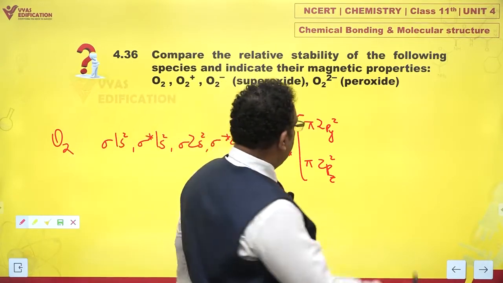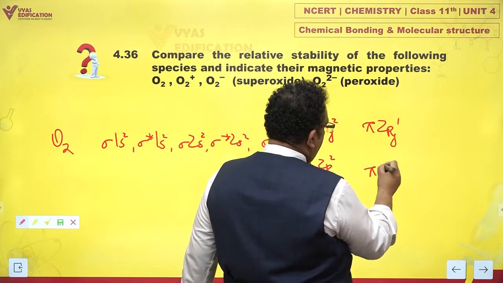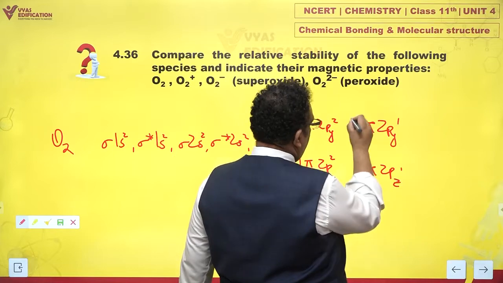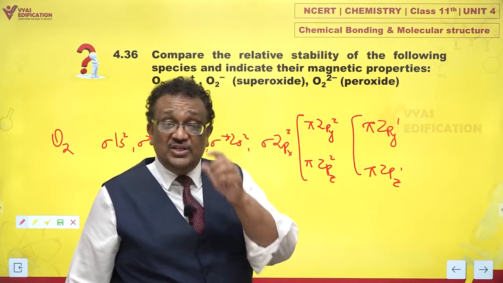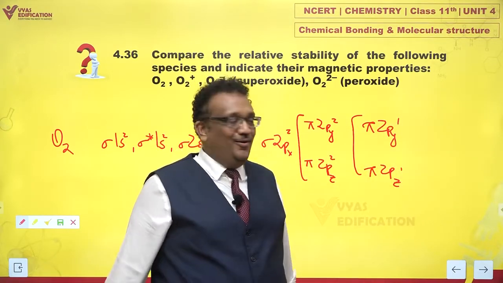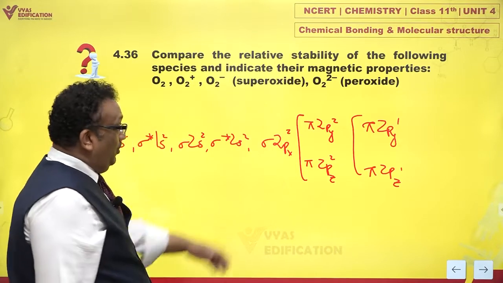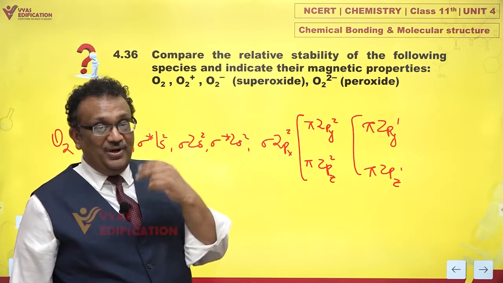And what are the next orbitals? Next orbitals are pi star 2py and pi star 2pz. And since there are two orbitals, degenerate orbitals having exactly the same energy, we just distribute one electron each and that's it. Oh wow. So O2 has two unpaired electrons. Yes, O2 has two unpaired electrons.